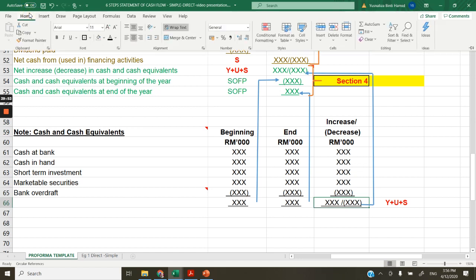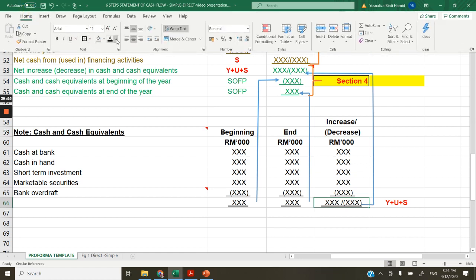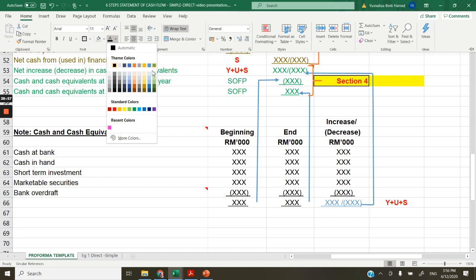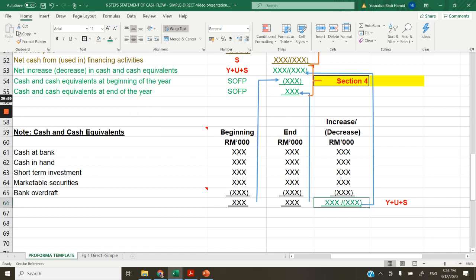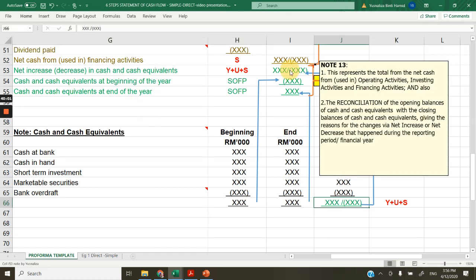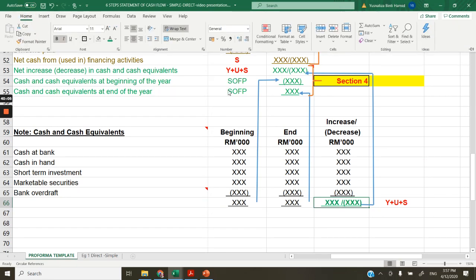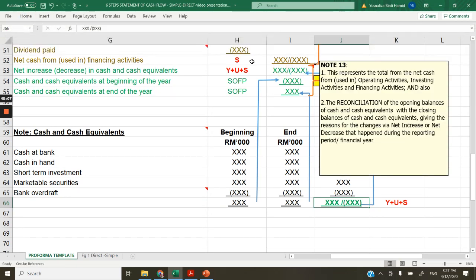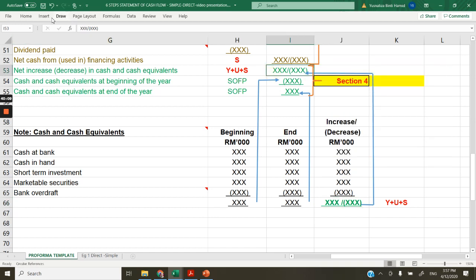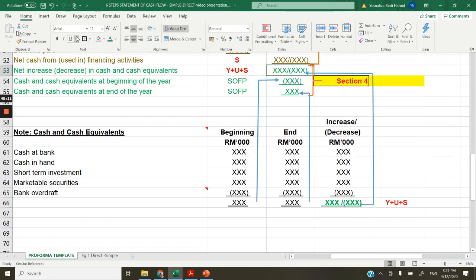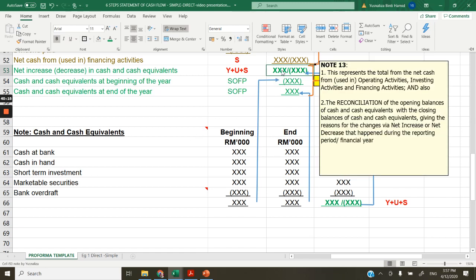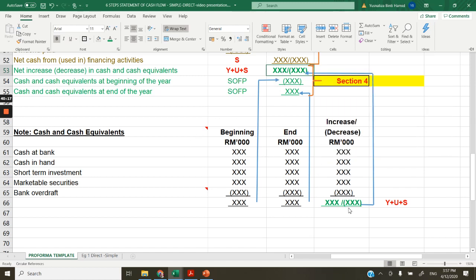Let me put the color here, which is the green color, so that you won't get confused. Yeah, this one. I'm talking about this green here. I put them, bold them a little bit so that it can be clearer to you. Okay, so the total that you get from the three activities should match with the total that you get from the net increase or decrease of cash and cash equivalent.